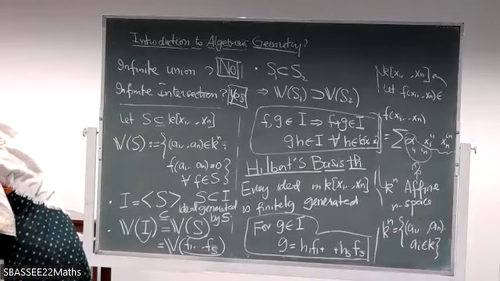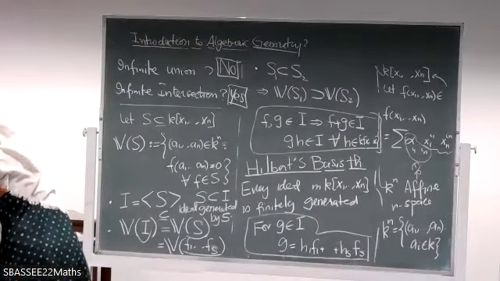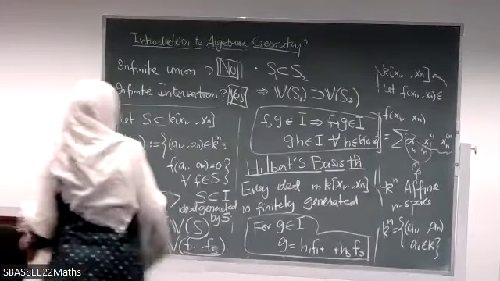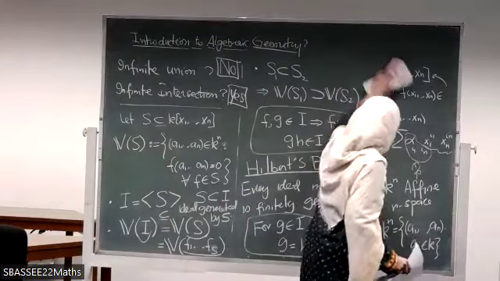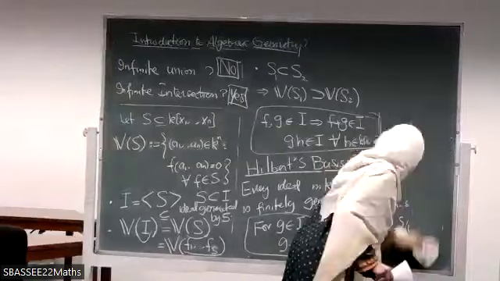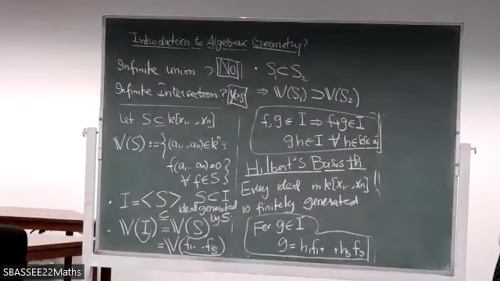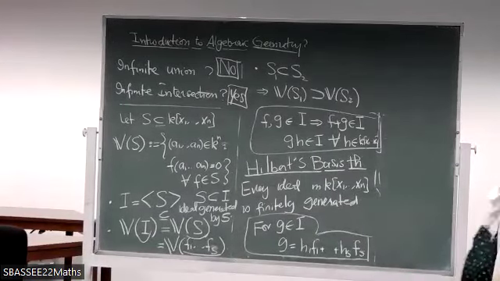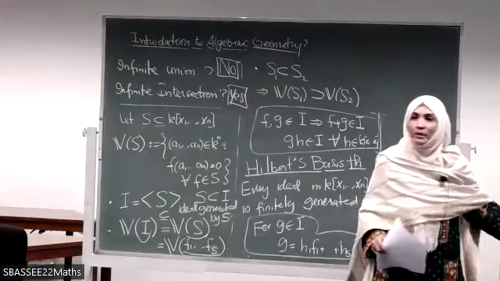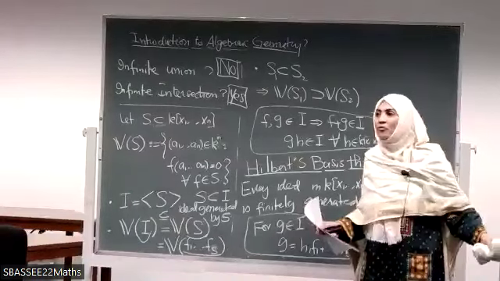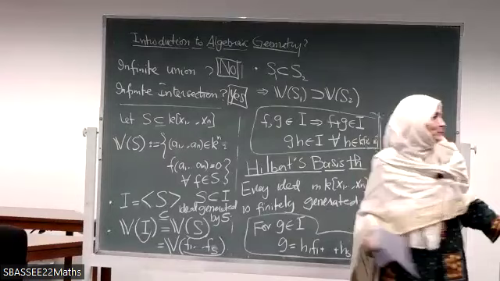So this answers our question: the infinite intersection of affine varieties is always finite, always an affine variety. And here, affine variety means that it is always the zero set of finitely many polynomials.